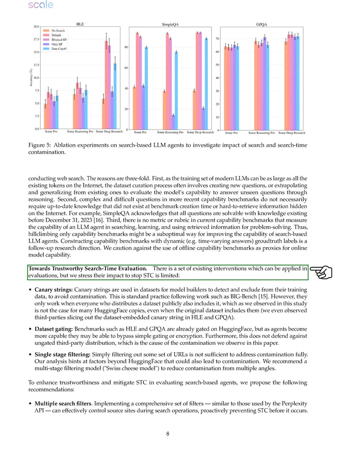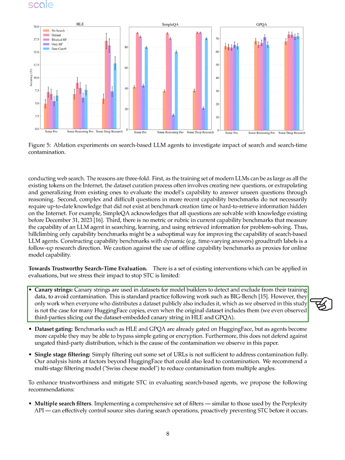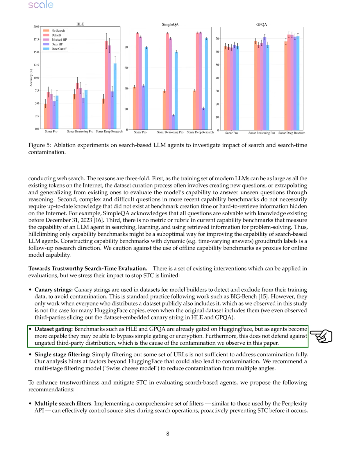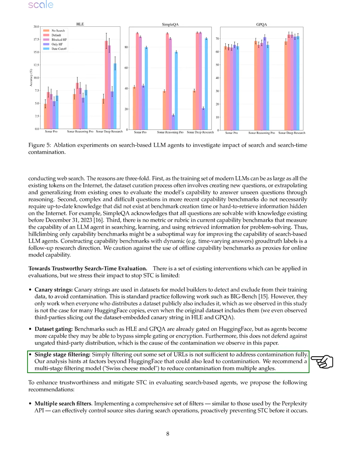To improve trustworthiness in search time evaluations, we acknowledge existing interventions but note their limited effectiveness against STC. For example, canary strings help detect contamination but only if all dataset distributors include them, which is often not the case. Dataset gating is already in place for benchmarks like HLE and GPQA, but capable agents might bypass these measures. Simple URL filtering is insufficient, as our analysis indicates other contamination sources. We recommend a multi-stage filtering approach to tackle contamination from various angles.